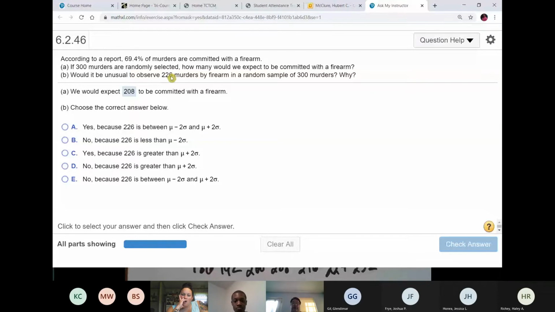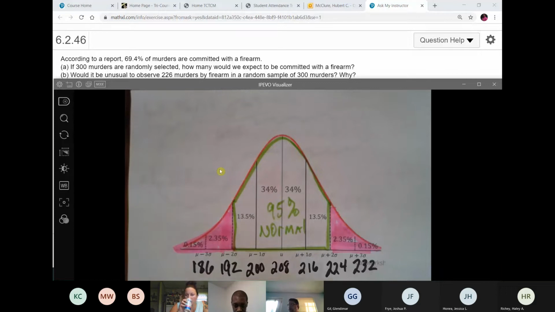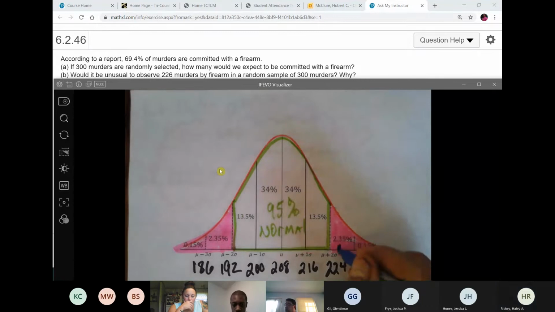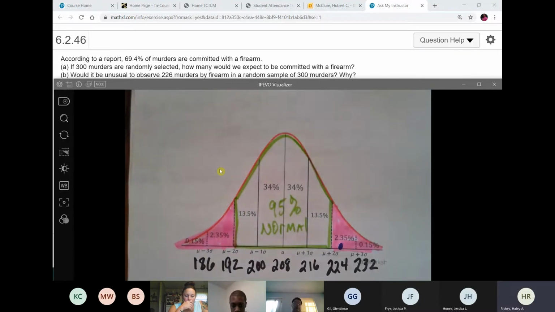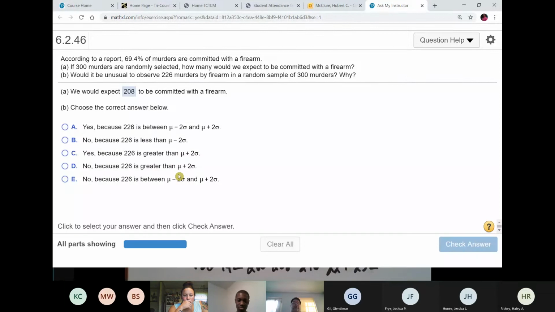226. So plot 226. Where is 226? It's an outlier. It's unusual. So would it be unusual for 226 homicides to be conducted with firearms? Would it be unusual or normal? Unusual. Whichever one says yes, it's either Alpha or Charlie. Which one is it?